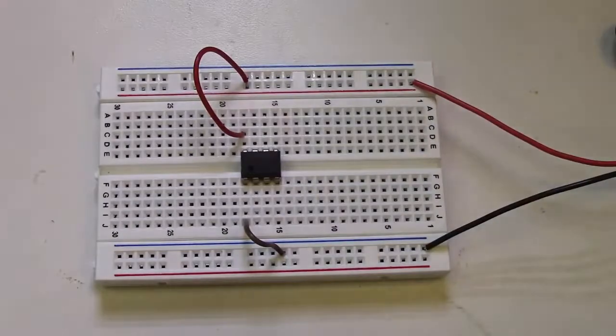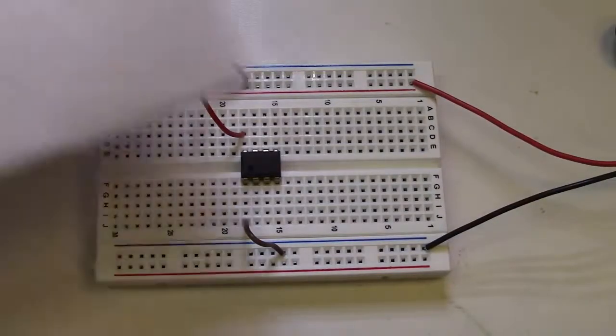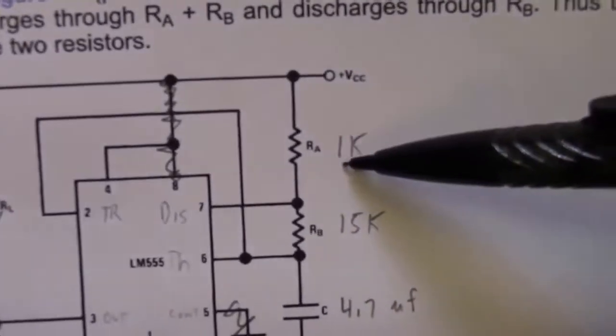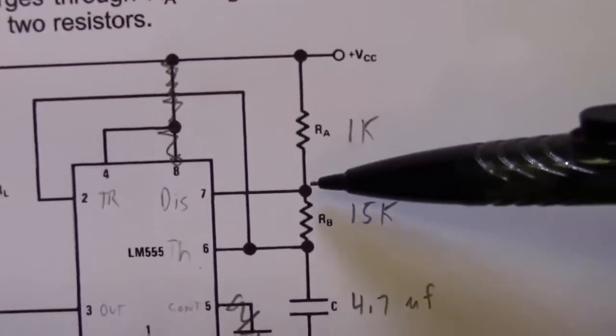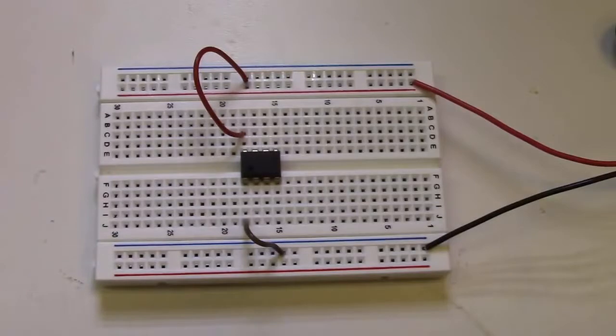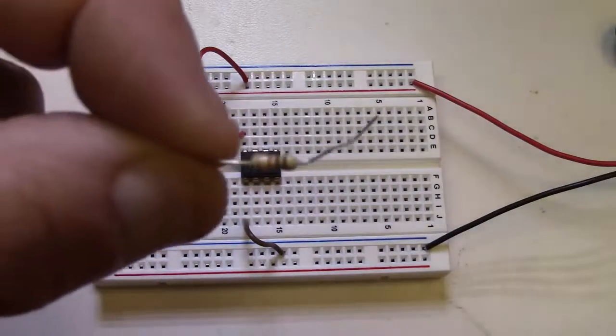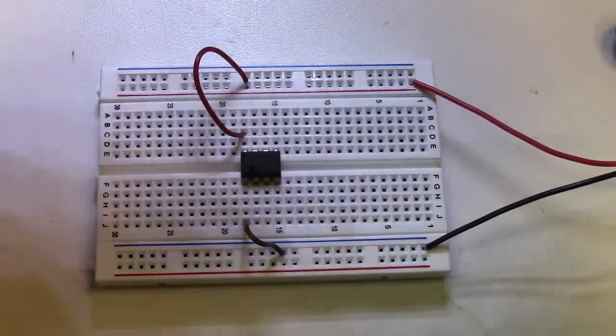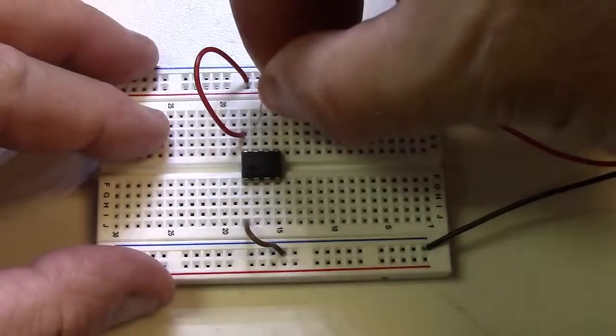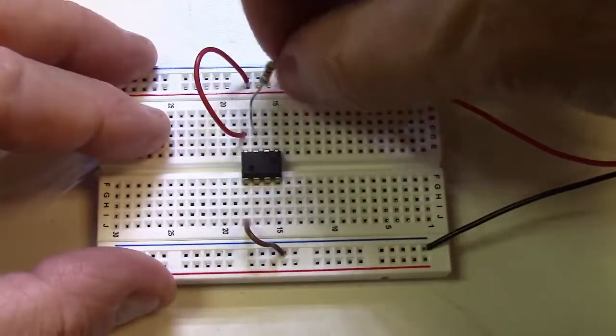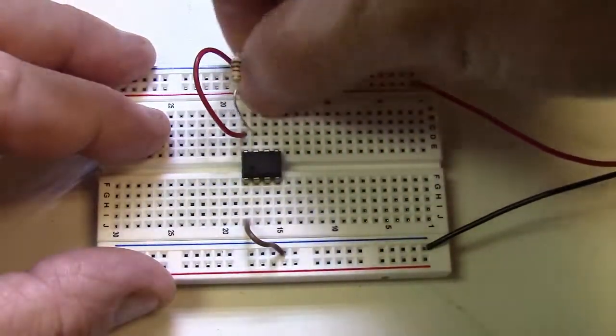Alright, so now that we've done that, let's go back to the breadboard, and we're going to hook our 1K resistor between pin 7 and V plus. So let's go ahead and put that in here. This is our 1K. That's brown, black, red, if you can see that. We're going to hook that to pin 7, which is right next to pin 8 here, and then that's going to V plus.